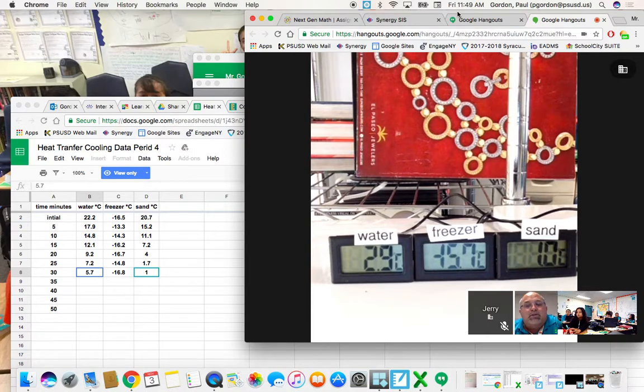Well, I want you to think about what's the temperature of the freezer right now. Negative 15.7. And where is the sand located? In the freezer. Yeah, I wish I had a picture of that so you guys could see that. The sand and the water are both inside the freezer.